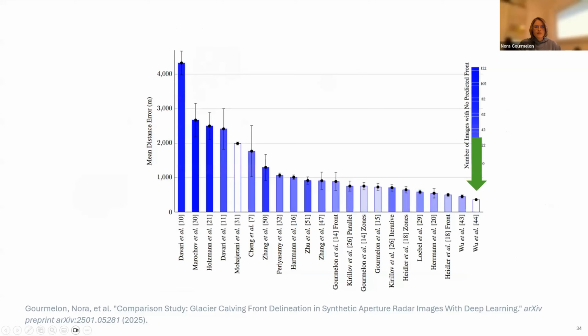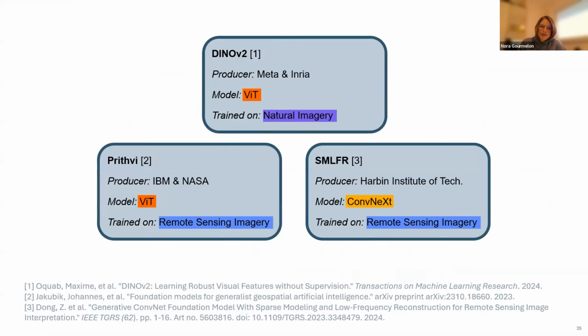And in the comparison study, we can see that here we have the best performing model, which was used to generate the prompts. Then iterative prompt feeding lands here, and parallel prompt feeding lands here. So it actually worsens the results. So we thought, okay, zero-shot doesn't work, so instead, we fine-tune foundation models. And for that, we used three different foundation models: DINOv2, PRITHVI, and SMLFR.